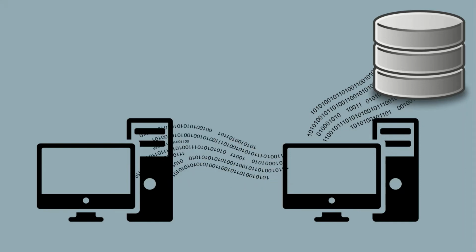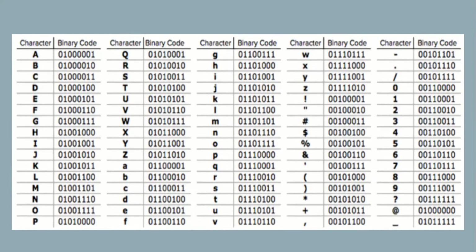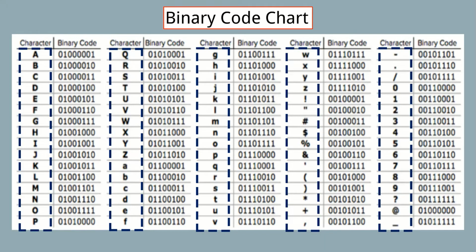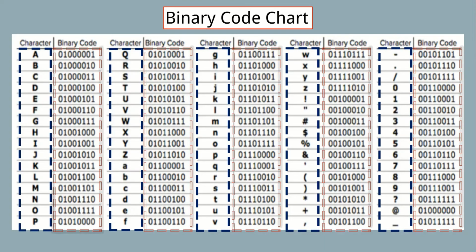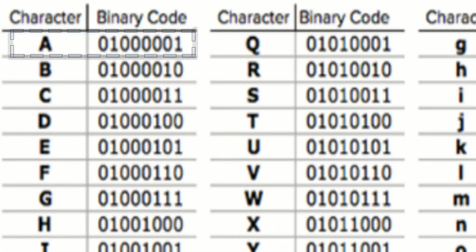Now, moving on, let's look at an example of how a word could translate into zeros and ones. There is a chart called a binary code chart. Each letter has a binary number associated with it. Like A has 1000001, B has 1000010, and so on. Now let's say you type in hello on your keyboard.